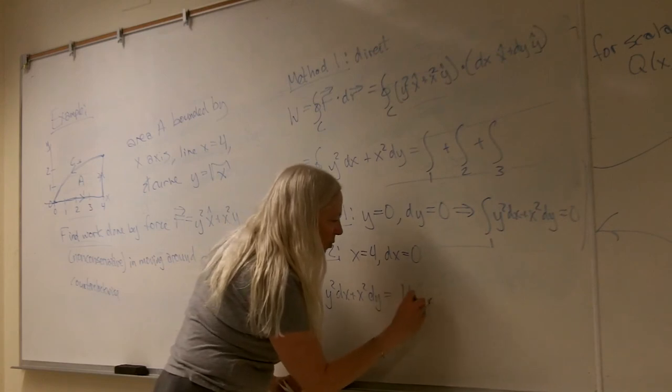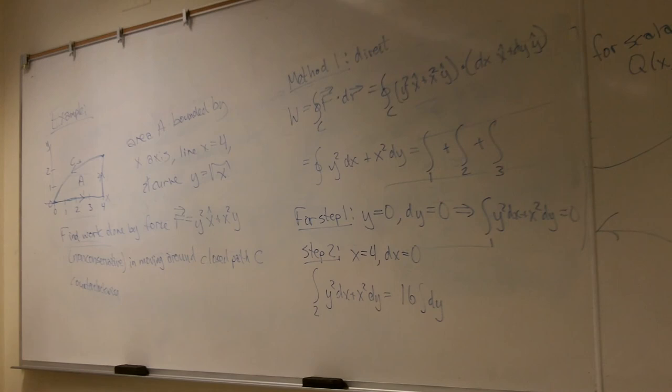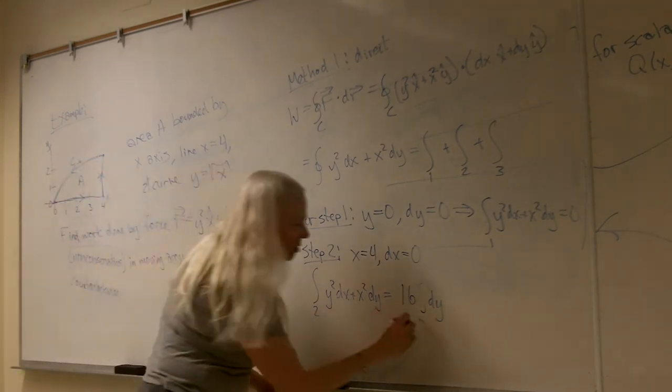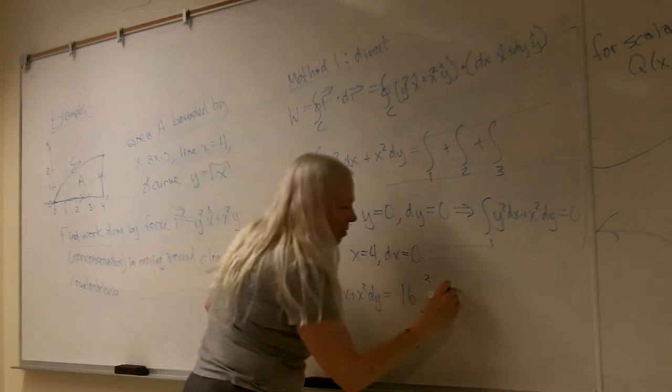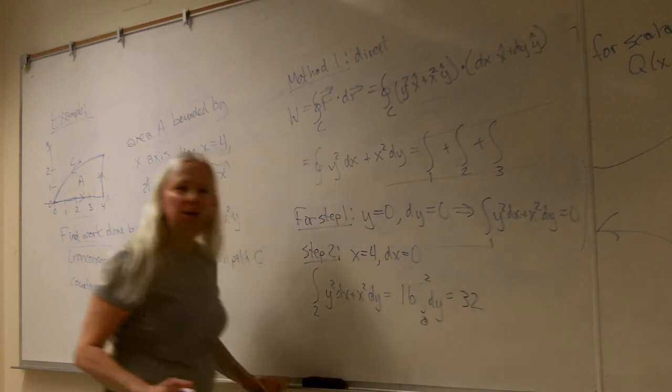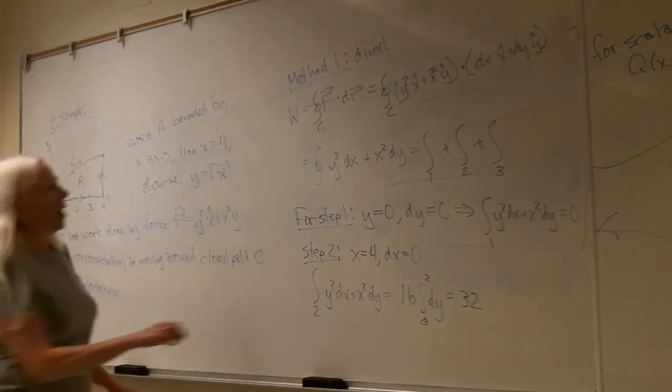That can, of course, be moved in front of the integral. Then we're just integrating over step 2. And in step 2, right, we're integrating over y. Y is starting out at a value of 0 and going to a value of 2. So this gives us 16 times 2 is 32. Okay, step 3.